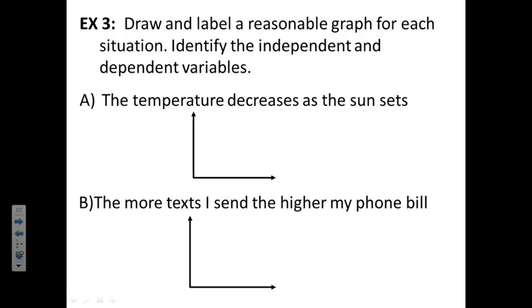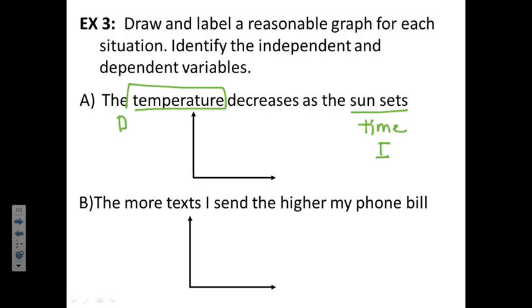Okay, so it says the temperature decreases as the sun sets. So we have a sun setting, and I like to say instead of the sun setting, we're going to talk about it as time. And we also have a temperature, and we see that the temperature is going to decrease as the sun goes down, or as it gets later into the night and early into the early morning. So the temperature is going to depend on what time of the day it is. So we say that time is the independent variable, and the temperature then is the dependent variable.